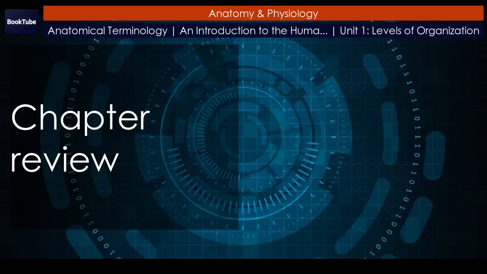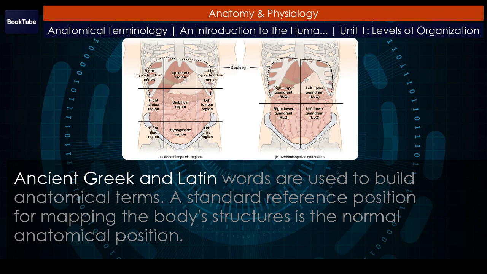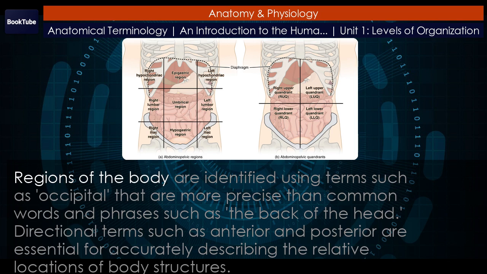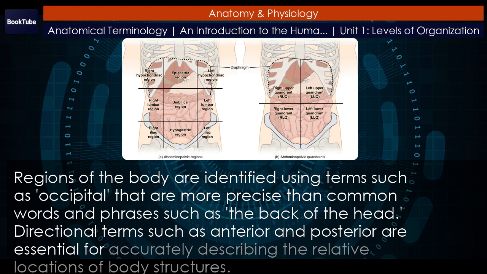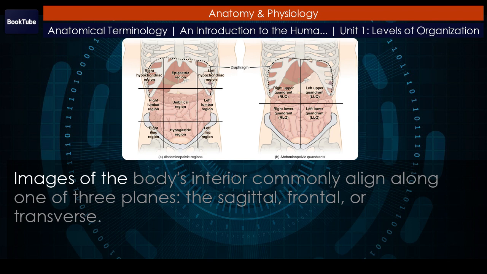Chapter Review. Ancient Greek and Latin words are used to build anatomical terms. A standard reference position for mapping the body's structures is the normal anatomical position. Regions of the body are identified using terms such as occipital that are more precise than common words and phrases such as the back of the head. Directional terms such as anterior and posterior are essential for accurately describing the relative locations of body structures. Images of the body's interior commonly align along one of 3 planes: the sagittal, frontal, or transverse.